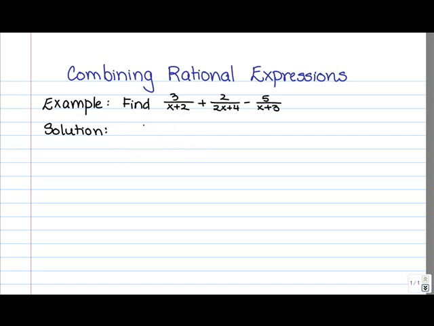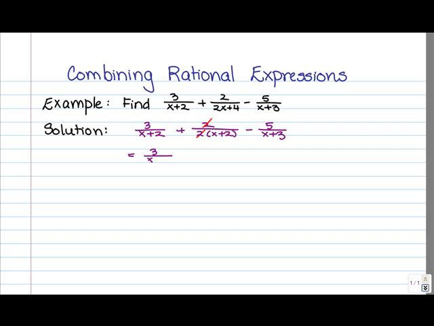So let's go ahead and have a look at the solution. We have 3 over x plus 2, plus 2 over, instead of writing 2x plus 4, let me factor out the 2 and write 2 times x plus 2. The reason is we notice that this term has something in common with the first term. So in other words, we have an x plus 2 in the denominator for both of them, minus 5 over x plus 3. One thing you'll notice is that the 2's cancel in the second term, in the numerator and the denominator, so that simplifies things a little bit for us.